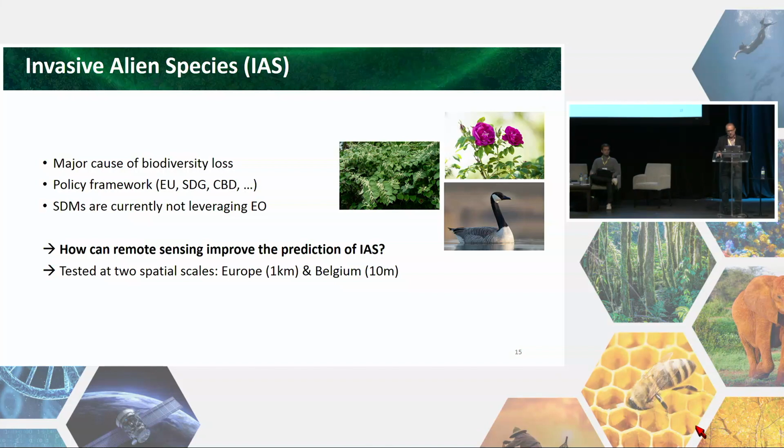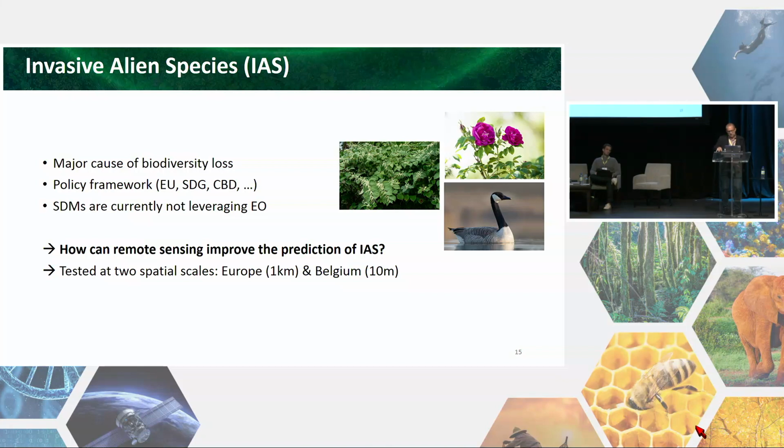And the challenges are multiple. It's about improving the knowledge of the species presence, the pathways for the introductions, the impacts on the native species, and of course the management options you have in order to deal with these invasive alien species. Species distribution models have been extensively used, but are currently not really leveraging the latest advances in Earth observation, as well as in digital technologies like the use of deep learning methods.